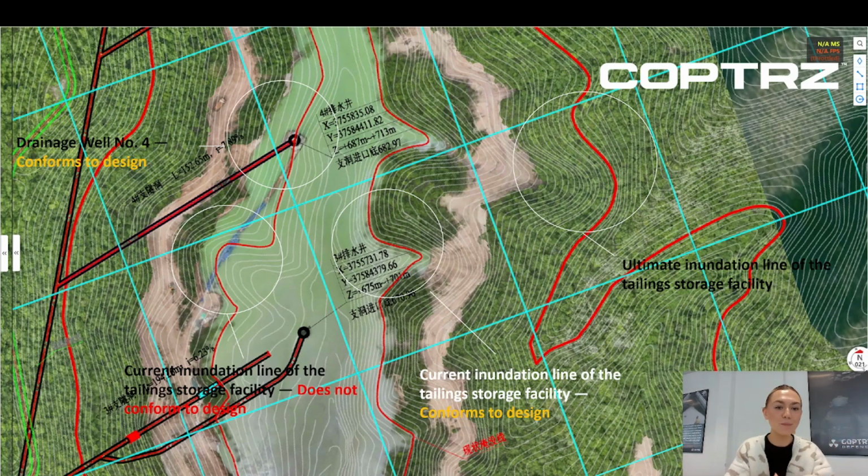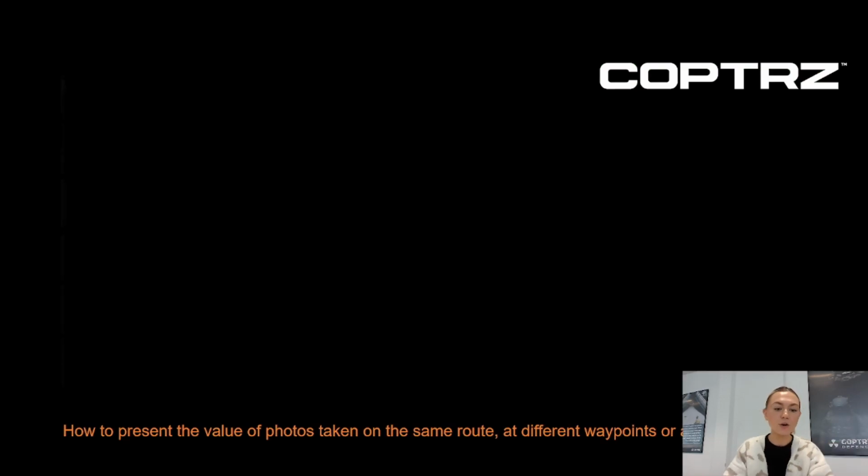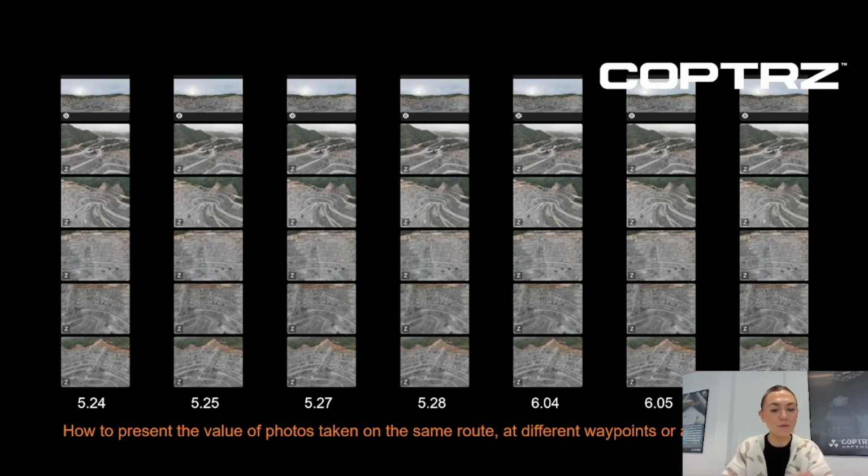Here is another example of where this is being used. So on the drainage well number 4, it does conform to the design. The current inundation line of the tailing storage facility conforms to the design, and the current inundation line of the tailing storage facility does not conform to design in the middle there. You can also bring up the values of the photos of the same route at different waypoints or different times. So say you did a site today and then you go back and do a site next week, you can see that change. You can see them changes in the Z value across the images.